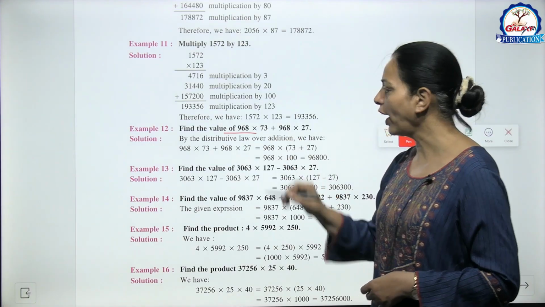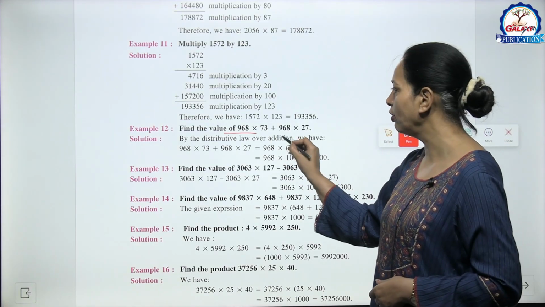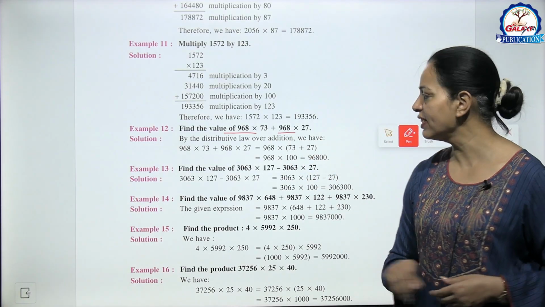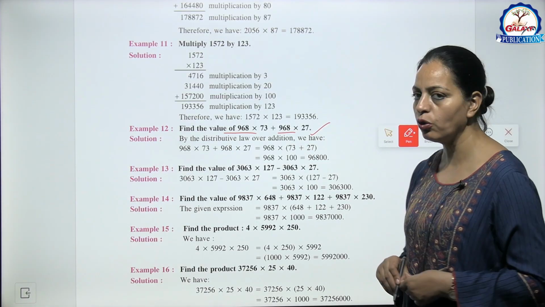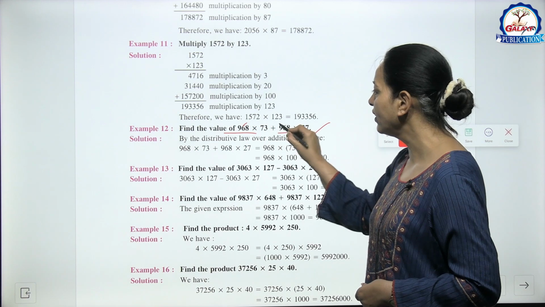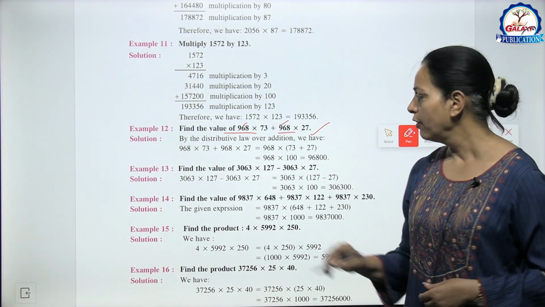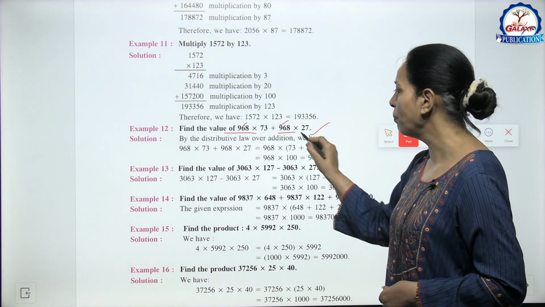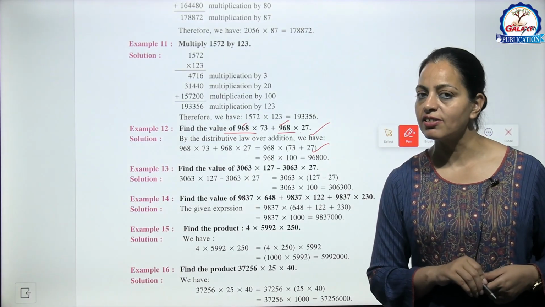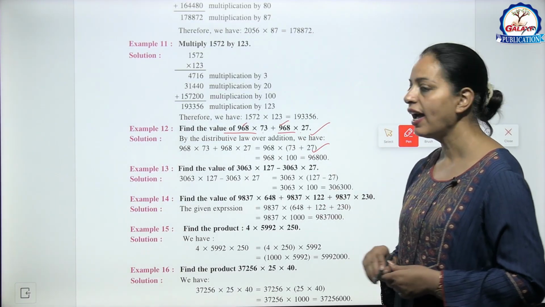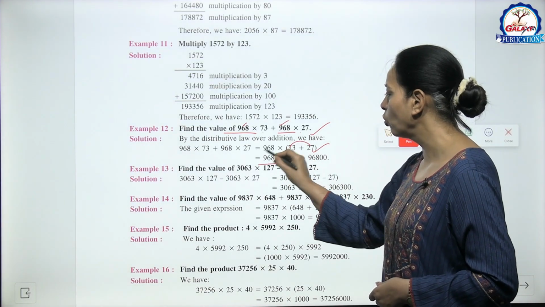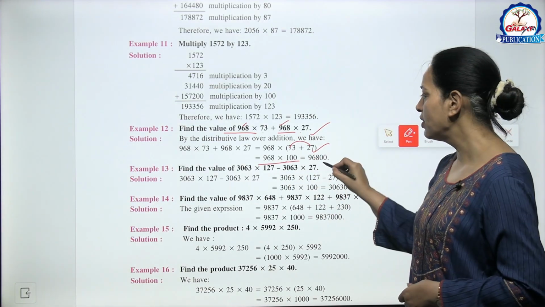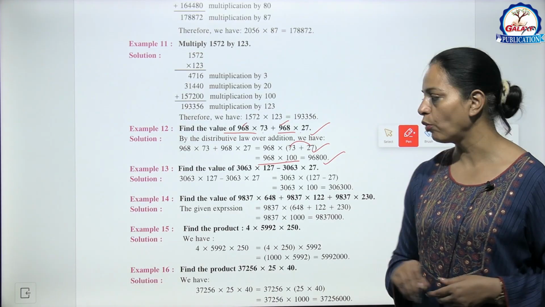Now example 12. Find the value of 968 into 73 plus 968 into 27. So which property we can use? We can take 968 common and inside 73 plus 27. This is the distributive law over addition. इन दोनों को add कर देंगे 100. So इन दोनों को अब multiply कर देंगे. This is the value, right?